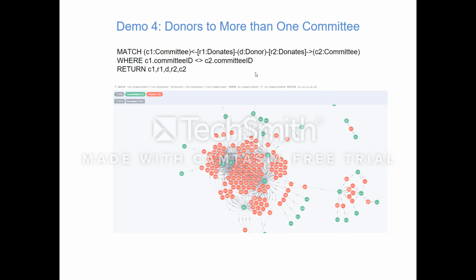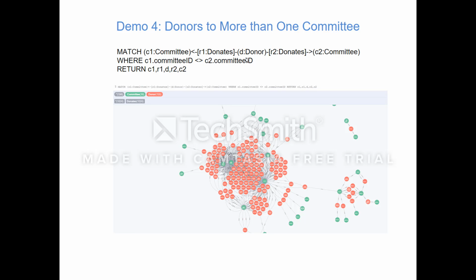Another way to look at it is, what about donors to more than one committee? So how politically active are people? This Cypher query here was used to select out committee relationships where there was a donor. As you can see from the ASCII art version of it, a committee donated to by a donor who also donated to a second committee, where the committee IDs were not the same.